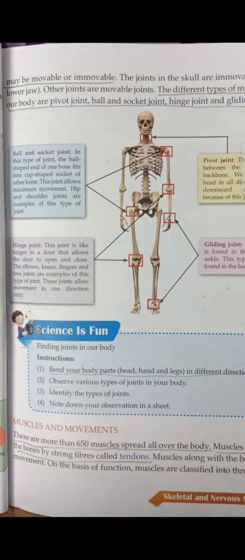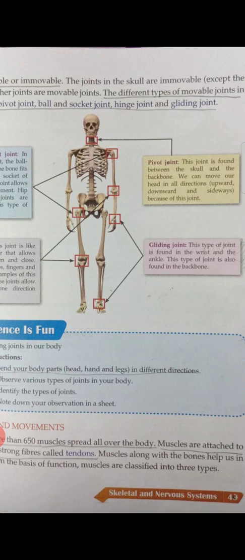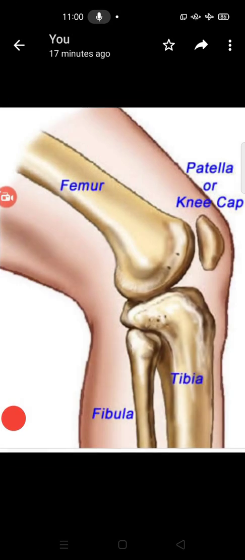Okay, dear children. Next one, pivot joint. This joint is found between the skull and backbone. We can move our head in all directions. Yes or no? See, now I am moving my head upward, downward, sideways, as I wish. This is because of the pivot joint present between our skull and backbone. This is the pivot joint which helps to move our head in all directions.